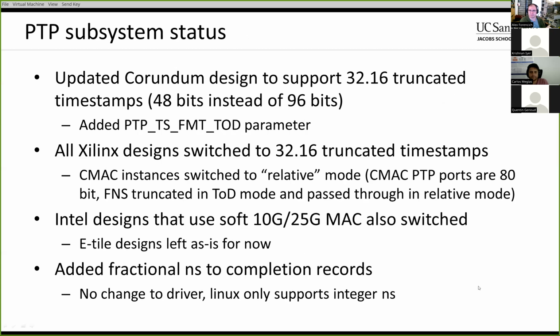So in terms of what has happened on the Corundum end, I've updated the design to support 32.16 truncated timestamps. So it's half the size. And I've also added the PTP timestamp format parameter, which allows you to select which format to use. So you can either use the full 96-bit timestamps, or you can use the truncated timestamps, depending on what the MACs support. So all the Xilinx designs I switched to using the truncated timestamps, and the Intel designs that use the soft MACs I also switched.